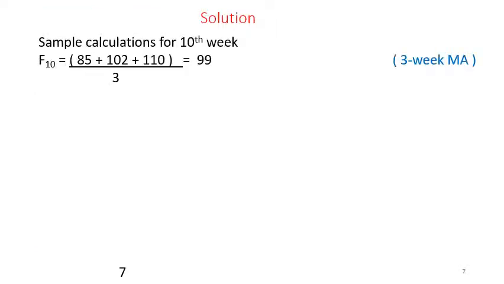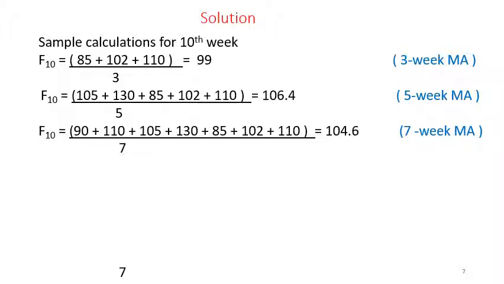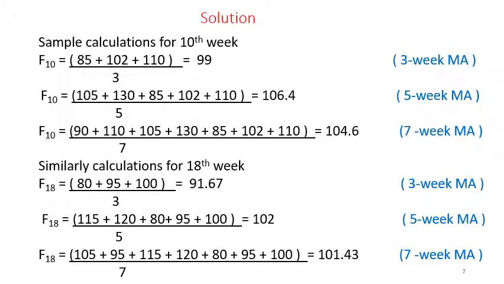You can see here the sample calculations are given. For the 10th week, F10 will be 85 plus 102 plus 110 by 3. Similarly, a 5-week moving average will be 106.4. Similarly, a 7-week average will be 104.6. And similarly, calculations for the 18th week, F18 will be 91.67, F18 5-week moving average will be 102, F18 7-week moving average will be 101.43.